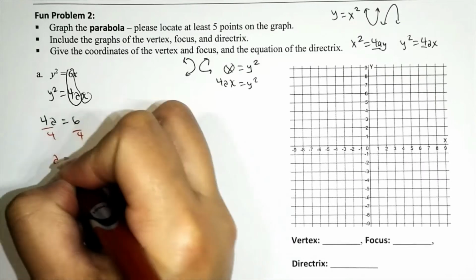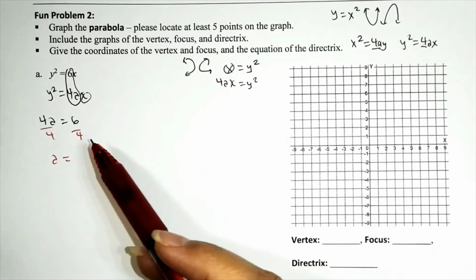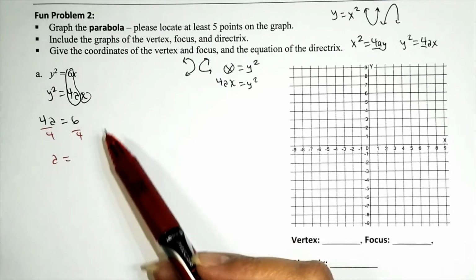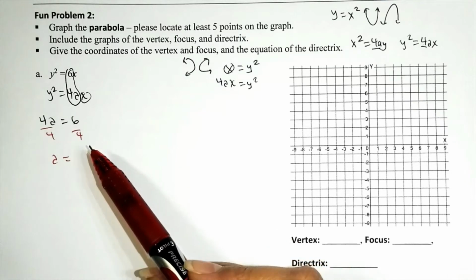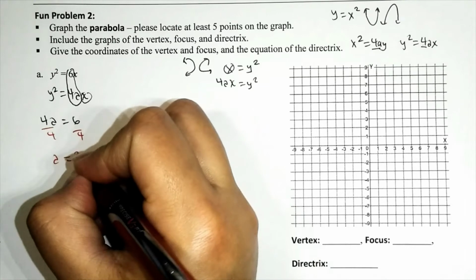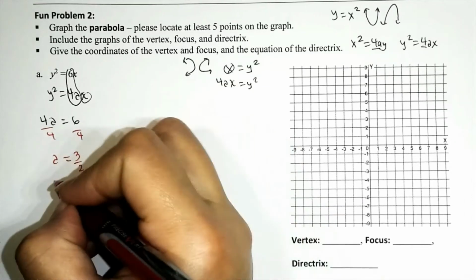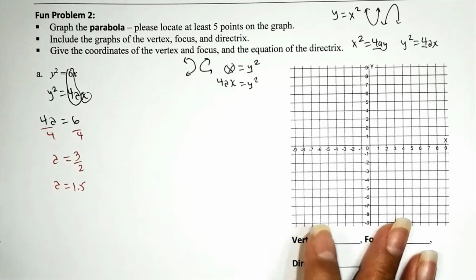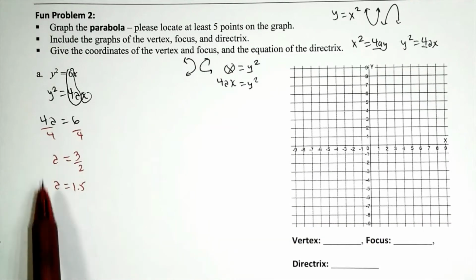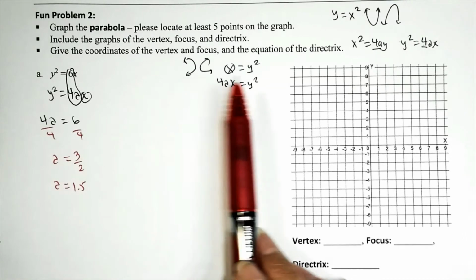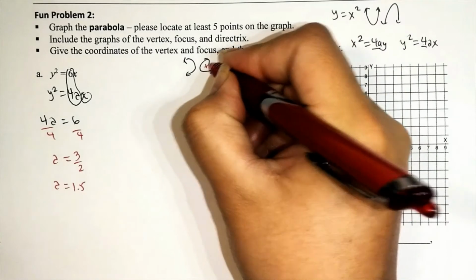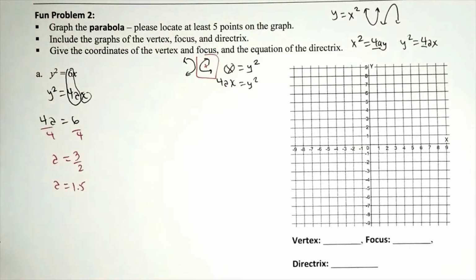And then it will be up to you if you want to write this as a decimal or put it in reduced form. 6 over 4 reduces to 3 over 2, or 3 halves. So you can write a equals 3 halves or a equals 1.5. It's really up to you. Now, because a is positive, and we already established that the parabola is going to open to the sides, the parabola is going to open to the right.